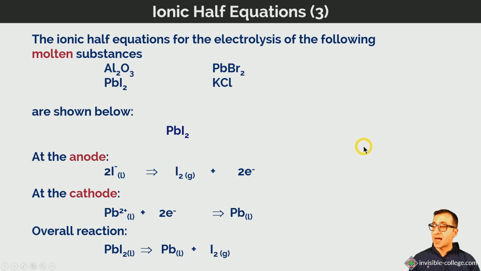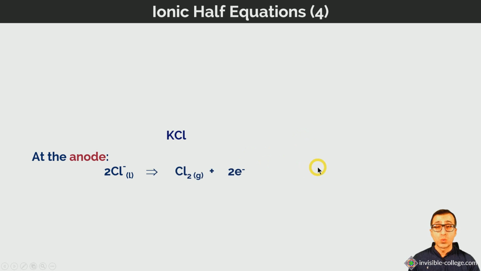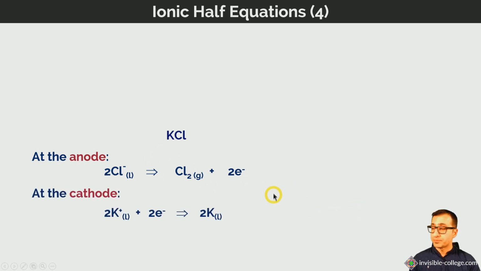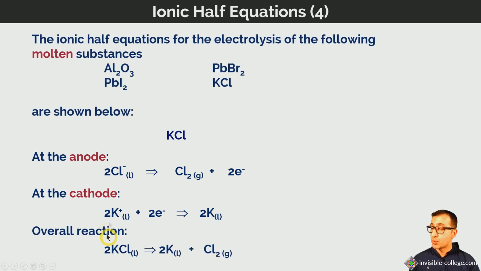And finally, let's take a look at potassium chloride now. So potassium chloride, at the anode, you have chloride ions, each of which will give up a single electron. 2 chloride ions will give up a total of 2 electrons to form one diatomic molecule of chlorine gas. And at the cathode, those 2 electrons will be added to 2 potassium ions to form 2 atoms of potassium metal in the liquid state. So in this case, the overall reaction for this electrolysis is shown here.